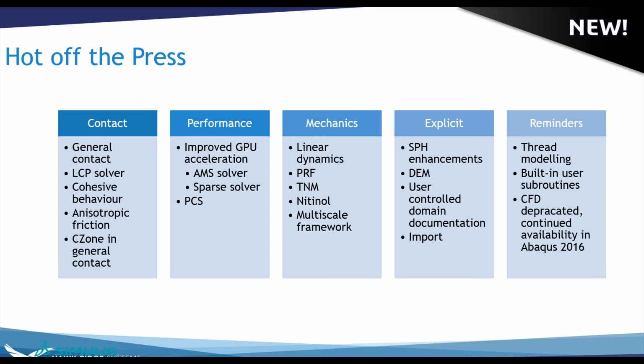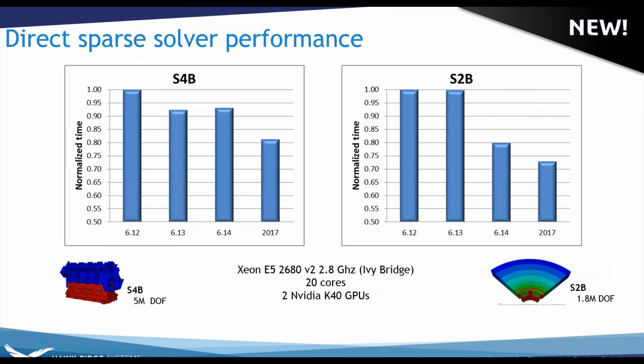A major measure of the FEA tool improvement is the sparse solver performance, and this one has gotten steady development. The short of it is from version 6.12 to today, we've seen a 20% improvement for the larger engine block assembly on the left, and a 27% improvement for the flywheel assembly on the right.